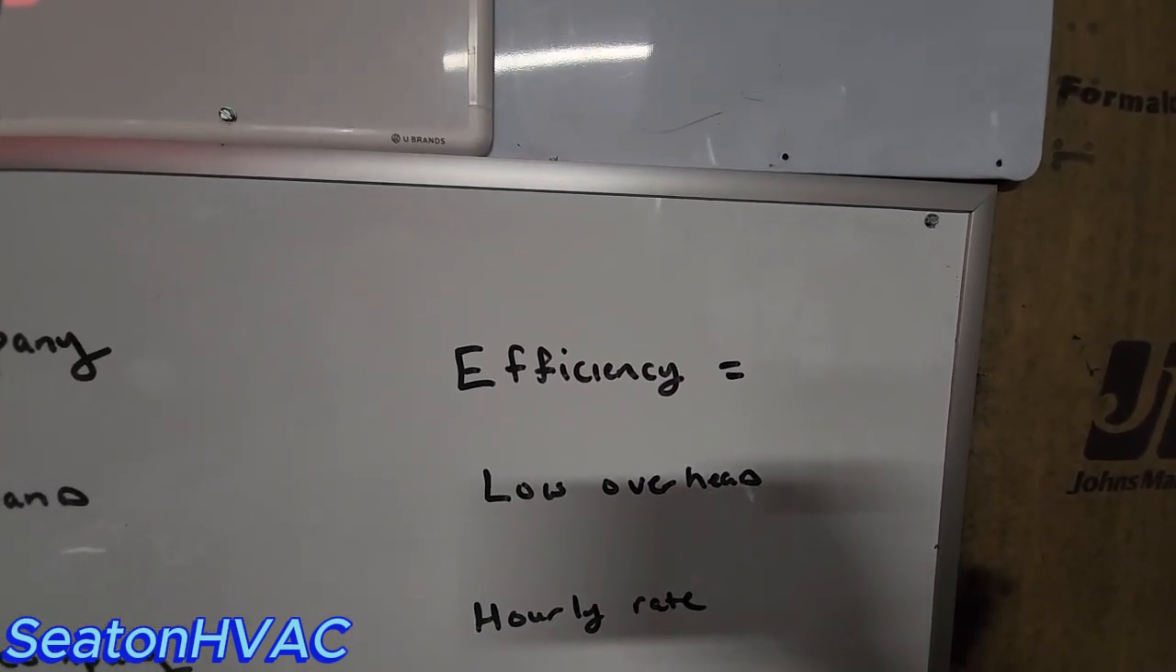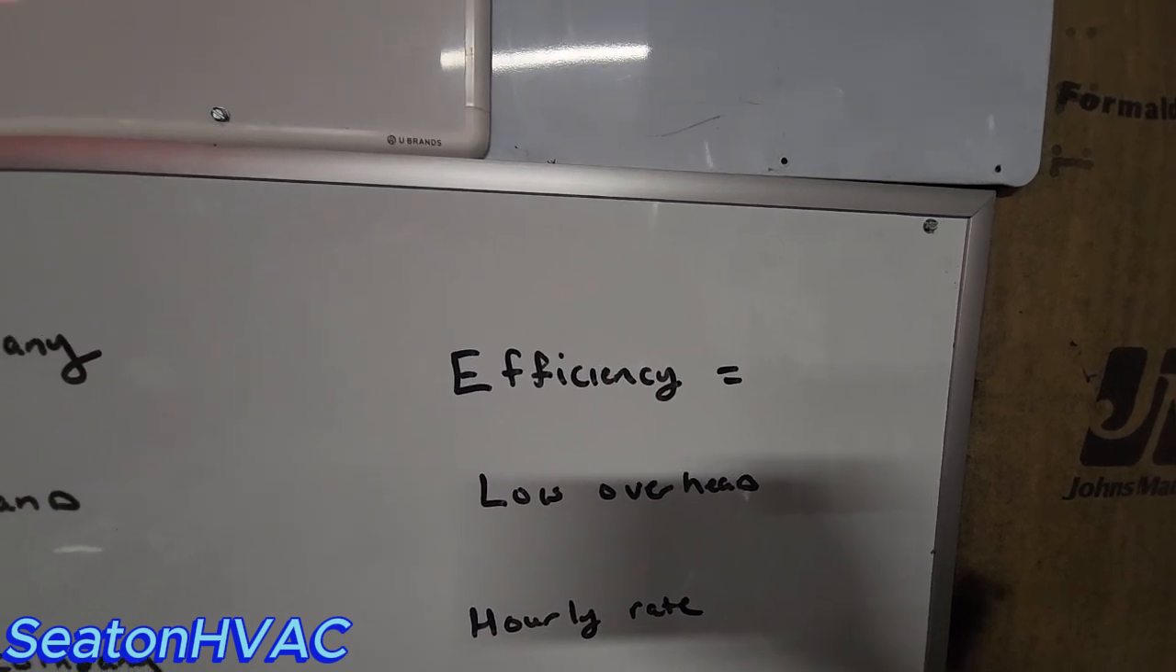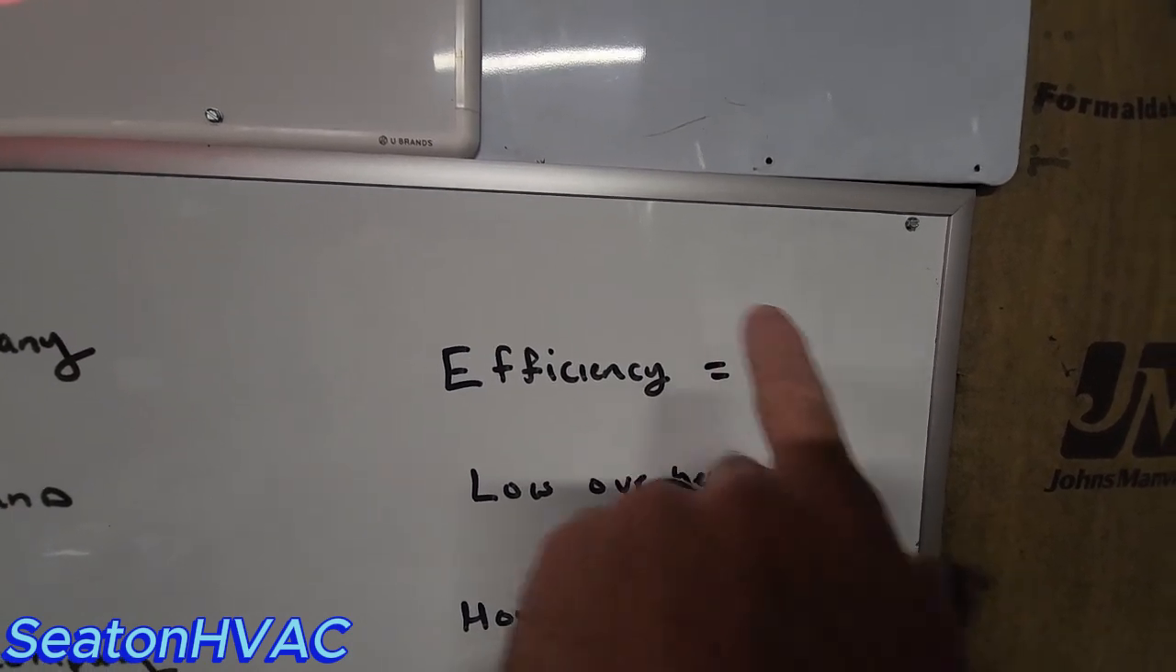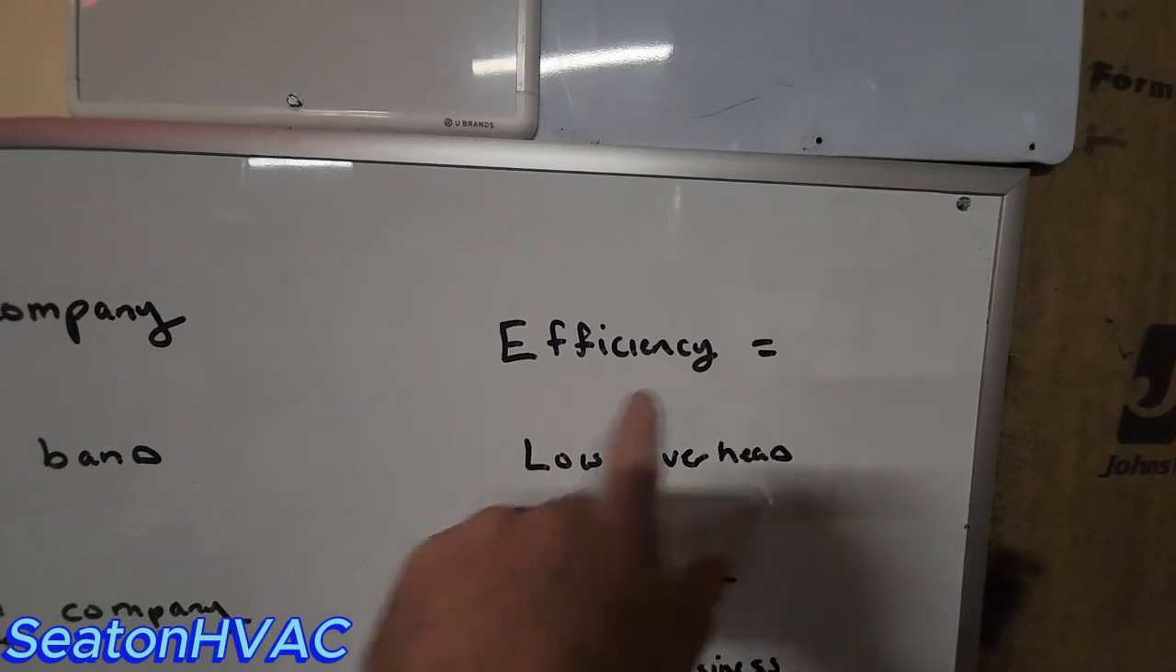I've owned 3 or 4 businesses, so I understand it wholeheartedly. It's not me being a jerk. It's just the way it is. So that efficiency equals lower overhead, okay?